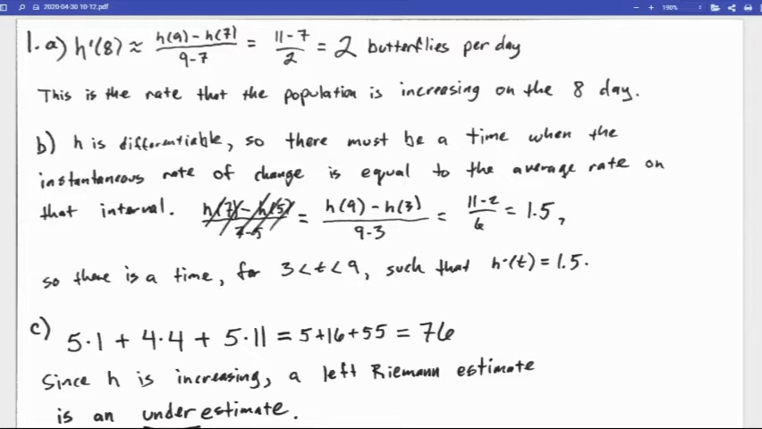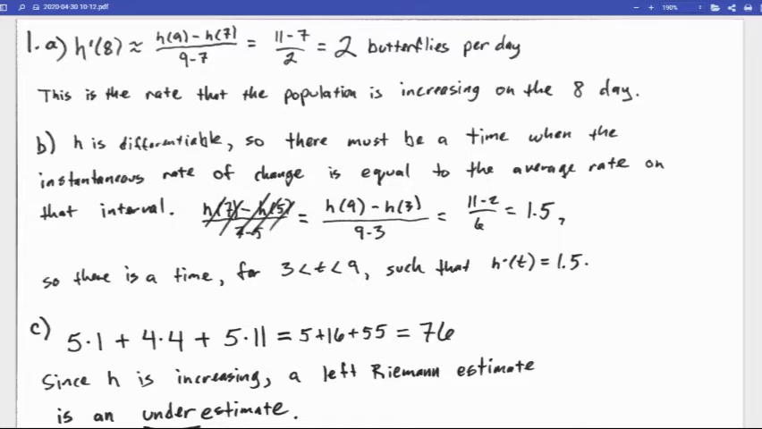Part A of number 1, and by the way, I just have my answers here, so you probably either want to have a PDF of the questions open in a tab or have the questions printed off to follow along. But part A is asking for the derivative at time equals 8, and we're given a table of values. We are not given a function, so taking a derivative isn't an option, but we can use the table of values. The two times that are closest to 8, I went with 9 and 7. So just a simple slope, y2 minus y1 over x2 minus x1, to get 2 butterflies per day.